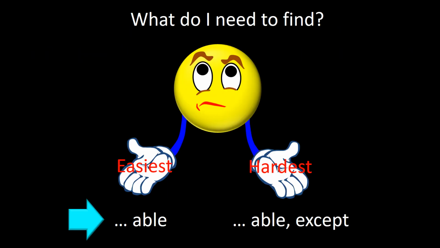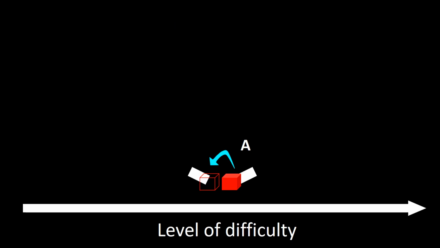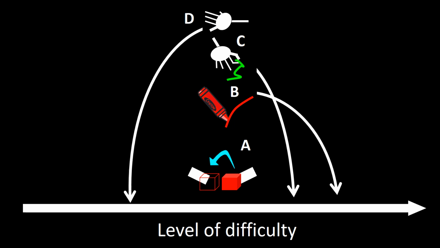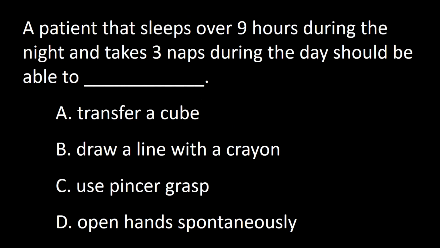So since the stem of the question has just the word able, you need to find the easiest action. You then judge the level of difficulty of all the choices in relation to the first choice, as we did for the last question. Writing with a crayon and using pincer grasps are harder than transferring a cube, but opening the hand is easier. So the answer to this question is D.